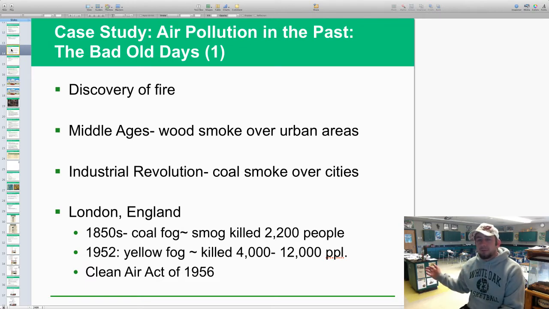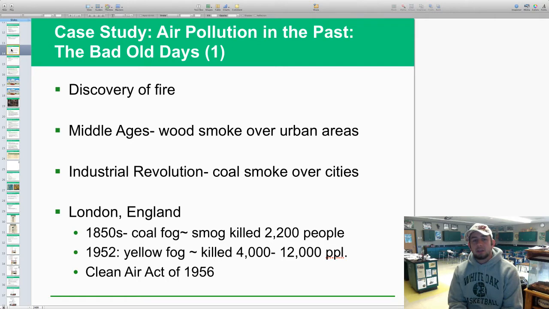Let's take a look at air pollution from the past all the way to where we're at today. But let's talk about the bad old days. You've heard the term the good old days, where everything was perfect and pristine, but not necessarily in the case of air pollution. It actually goes back to when we first discovered fire and combustion. In the Middle Ages, we had wood smoke over the urban areas. You've heard of those as the Dark Ages, and most of the reason they were dark is how much wood was burned as fuel, light source, and for cooking. It was very dark, hazy, and cloudy in the Middle Ages.